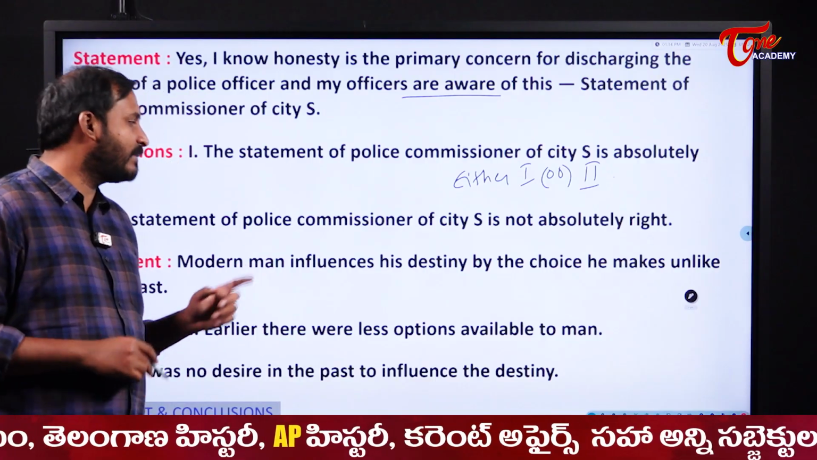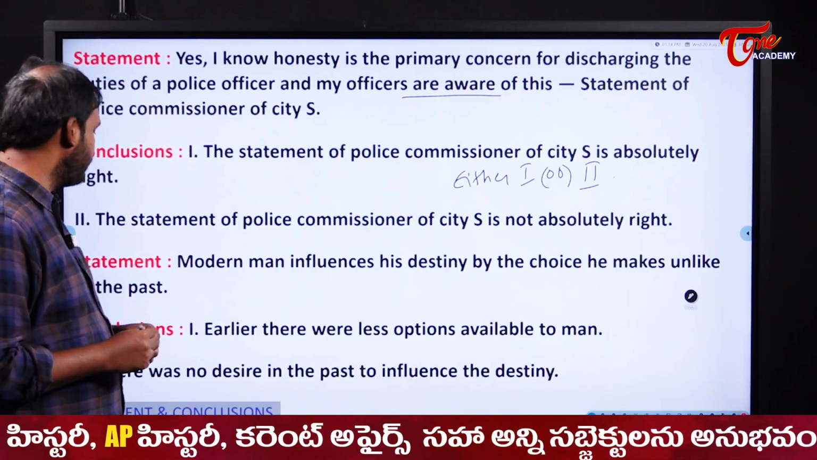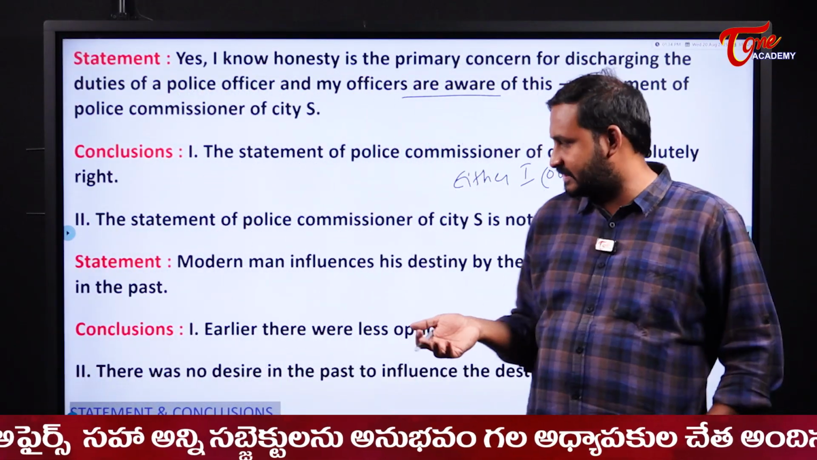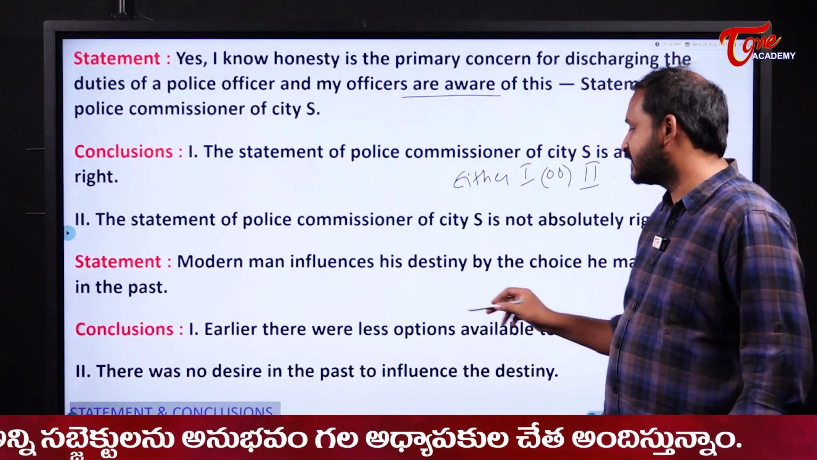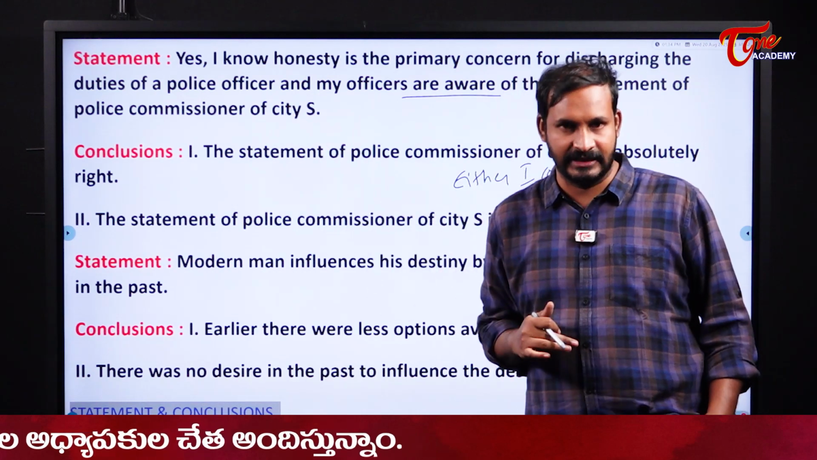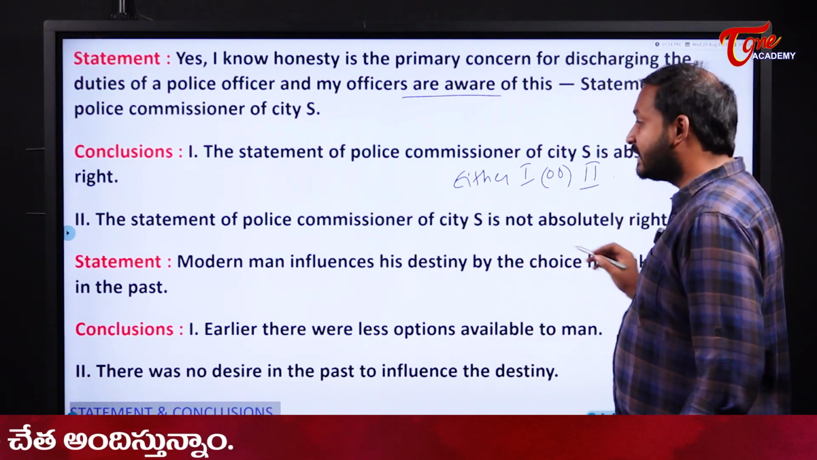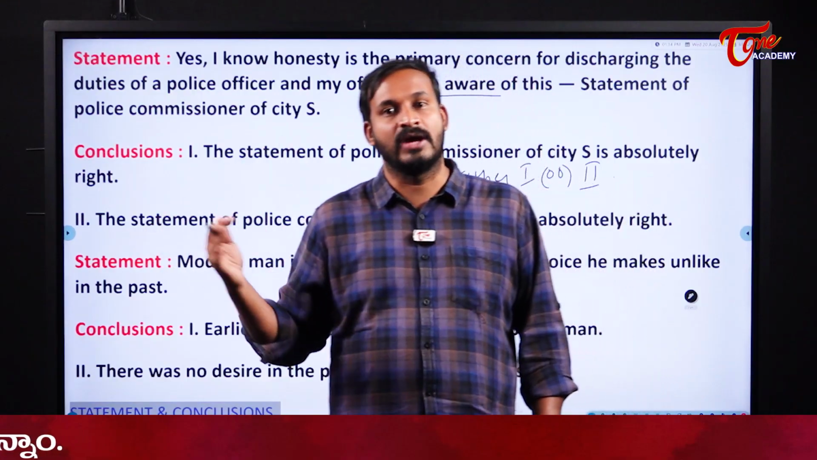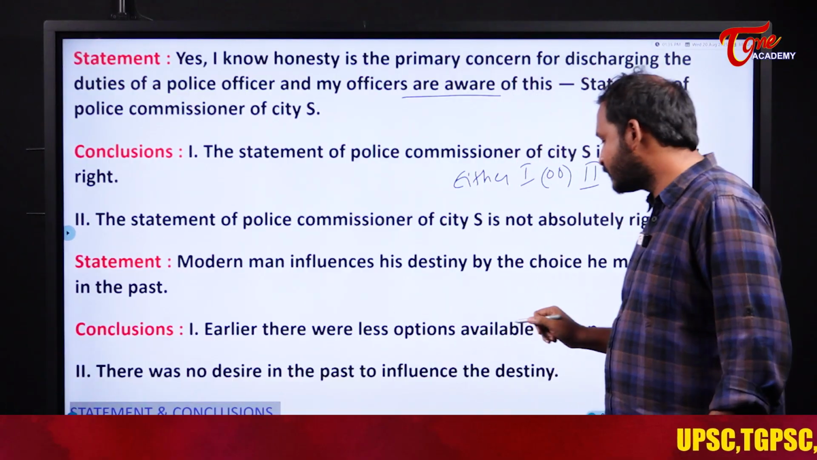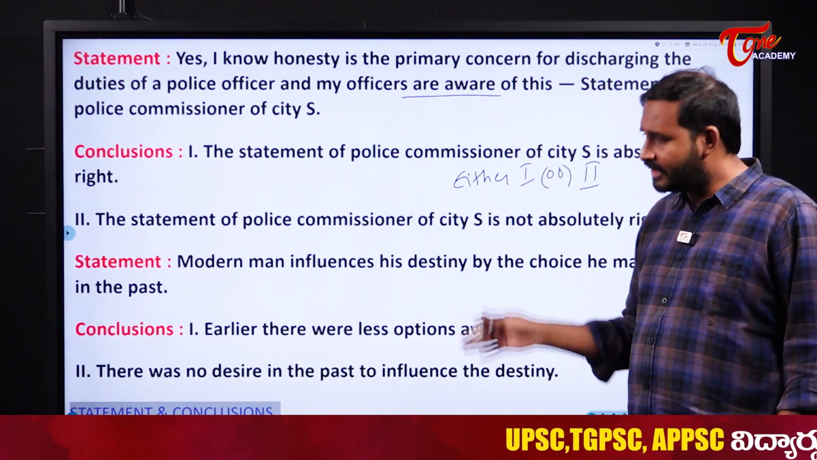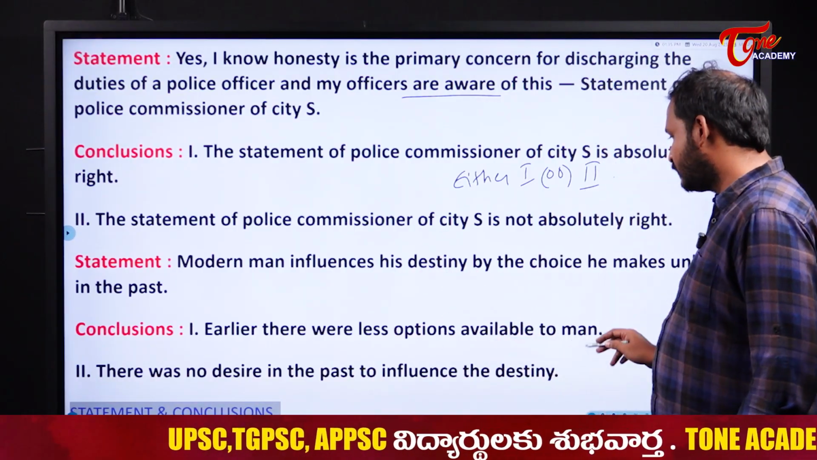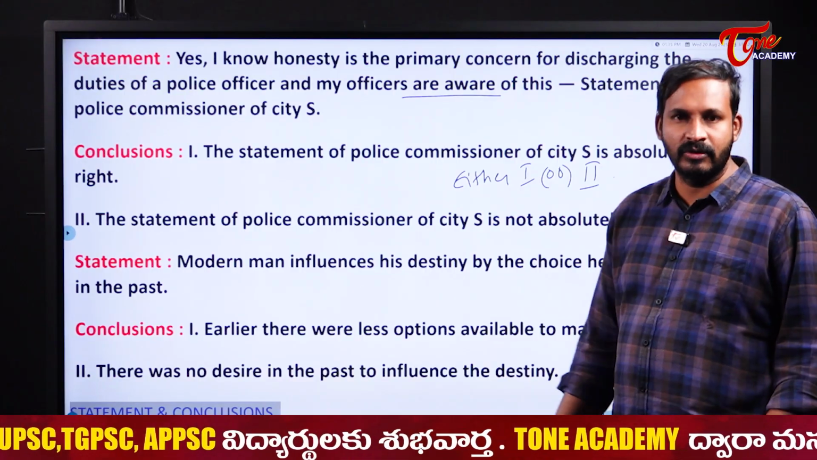So, either or. Modern man influences his destiny by the choices he makes, unlike in the past. See, modern man is making his destiny. He is making the choices so that it will impact his destiny, unlike in the past. That means earlier it did not happen, but now it is happening. That is what he was telling. Earlier there were fewer options available to man. No, earlier also options were available, but he didn't make any choices there. So, this one is wrong. They didn't speak about the options, right?